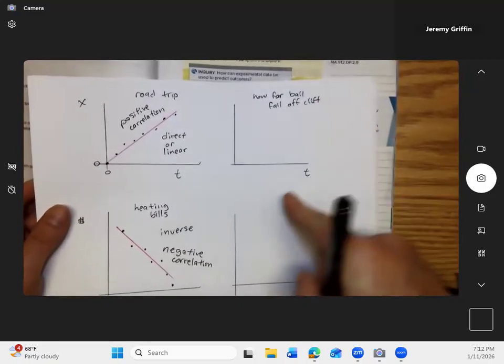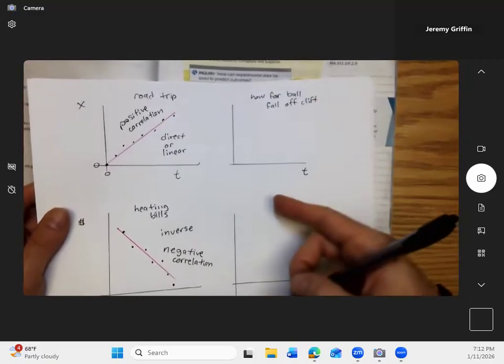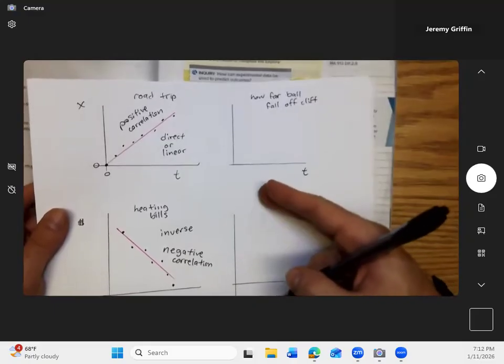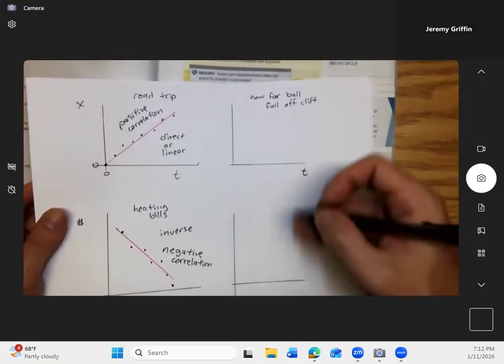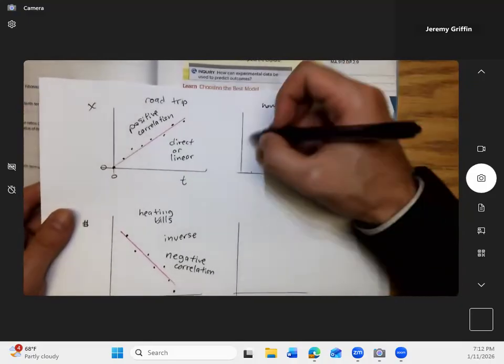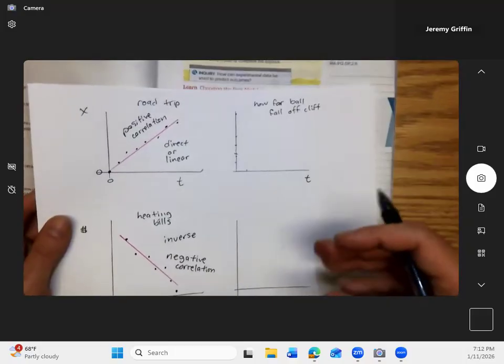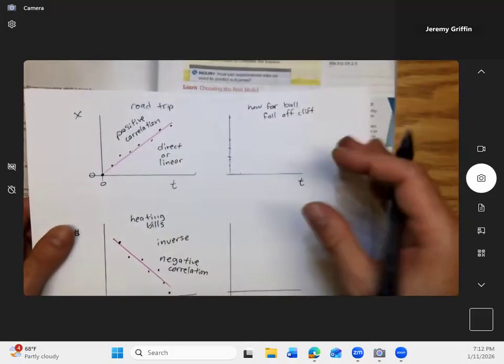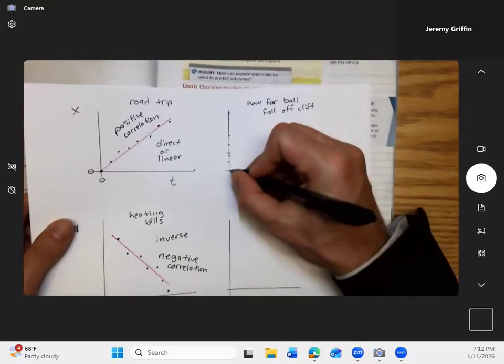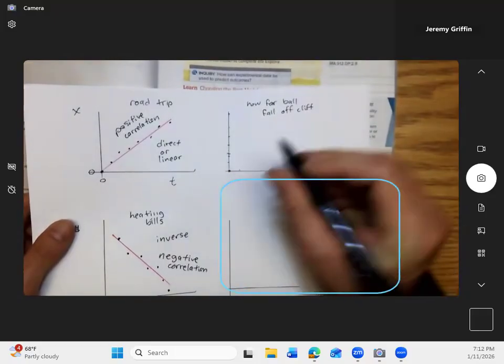So maybe this time it's a really, really tall cliff. You go to the Grand Canyon and it takes like 10 seconds for the ball to hit the ground. So you can scale this up to 10 seconds. And how far did the ball fall? You have some way of getting that metric. Maybe there's a little air drag, so it's not a perfect correlation here. But at time zero, you're just releasing the ball. It hasn't fallen anywhere yet.